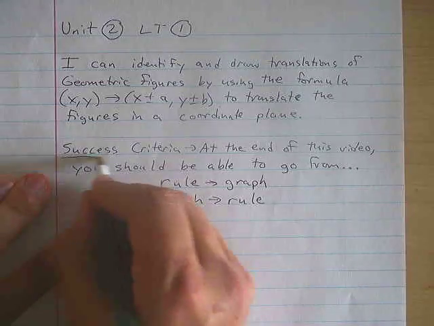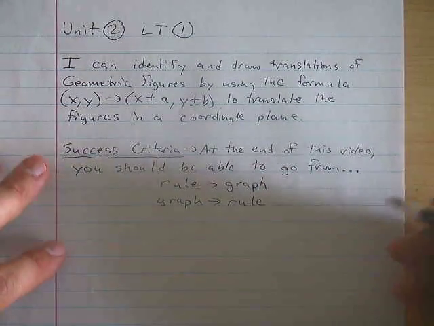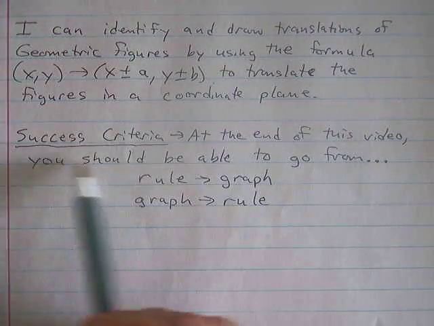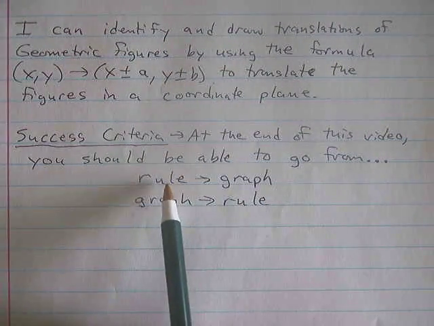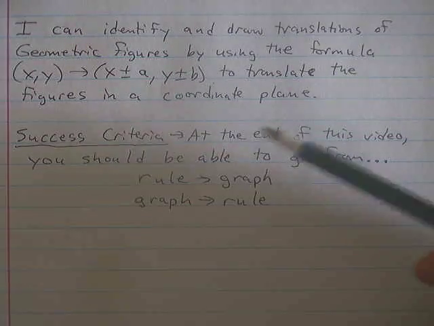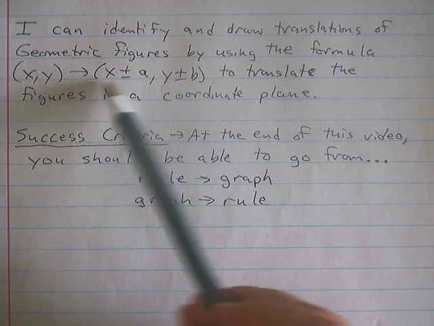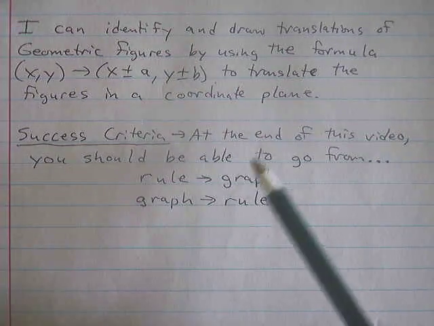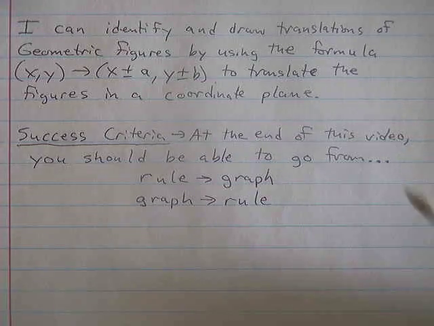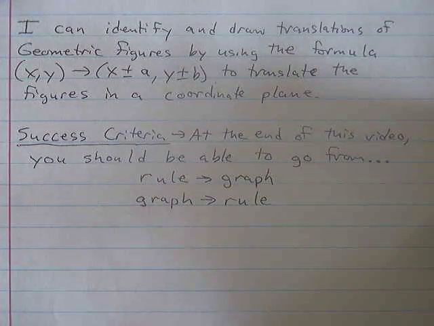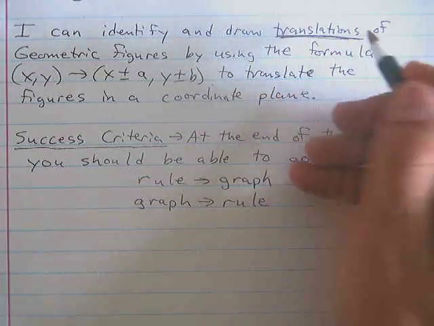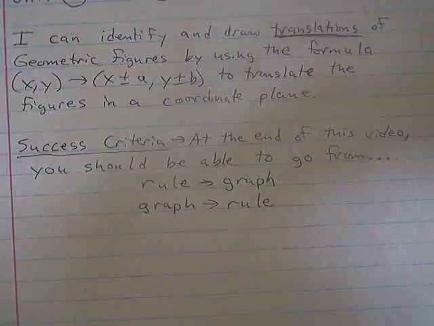Well, we're going to have something called a success criteria. Success criteria basically says this. At the end of this video, you should be able to go from a rule to a graph and from a graph to a rule. So again, looking at something like this, you should be able to take this to make a graph of it. And you should go from a graph to make something like this a rule. All right, so we're talking about translations right now. Now you're probably wondering how they relate to transformations.